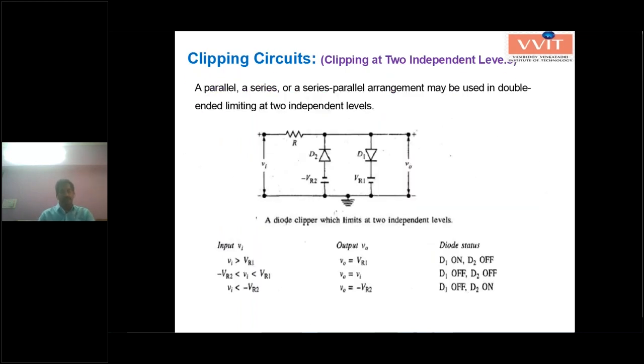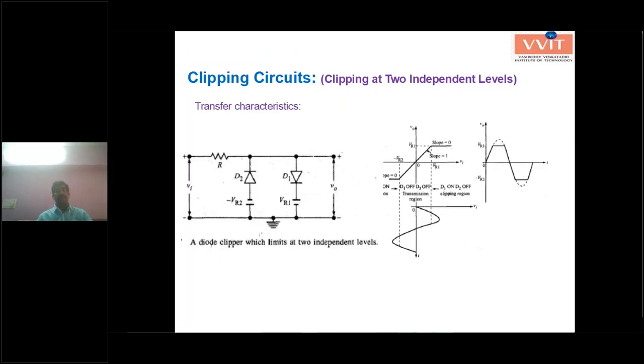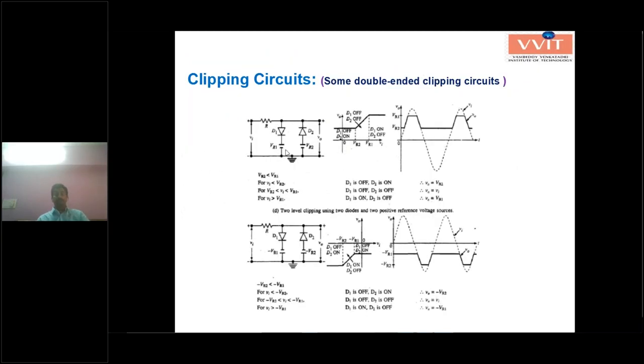Another clipping circuit you have to see. Clipping circuits, transfer characteristic curve. Here there will be two positive reference voltages. Then what is the transfer characteristic curve and output waveform? And again there will be three conditions. With two independent levels, two reference voltages and three conditions will come.